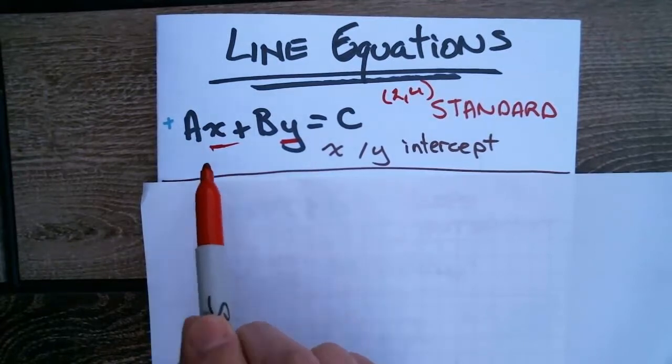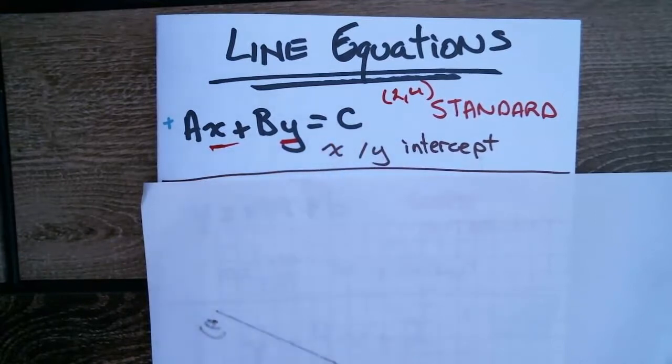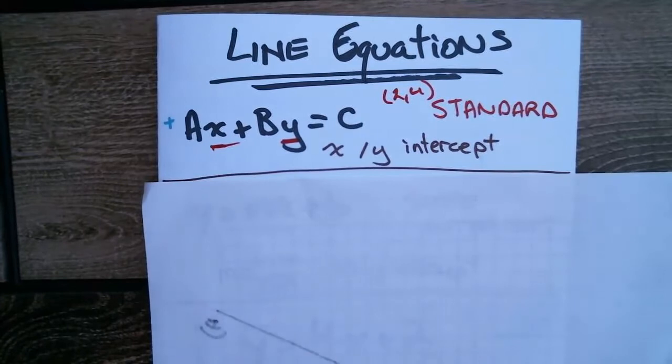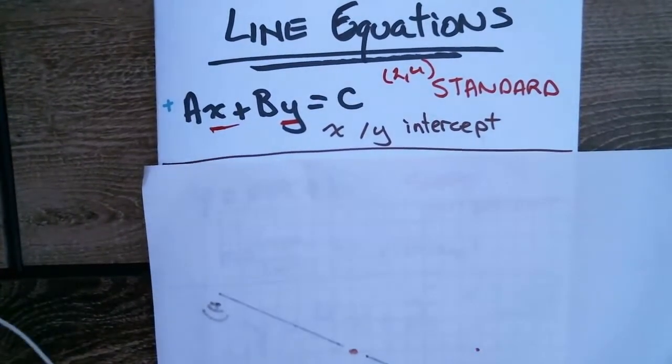Let's go. So this one here is called standard form. So we have ax plus by equals c. Just like in algebra, we have forms. This form allows us to determine the x and y intercepts of a line really quickly.